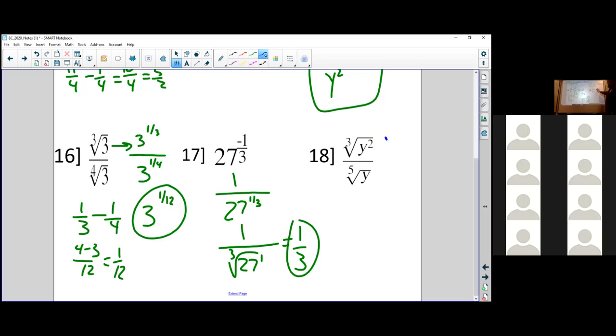Then this one, I'm going to go y to the 2/3 on top, y to the 1/5 on bottom. I'm going to go 2/3, subtract 1/5. So I'm going to get, what, 10 minus 3 over 15. So that's 7 over 15. So that's y to the 7/15 power.